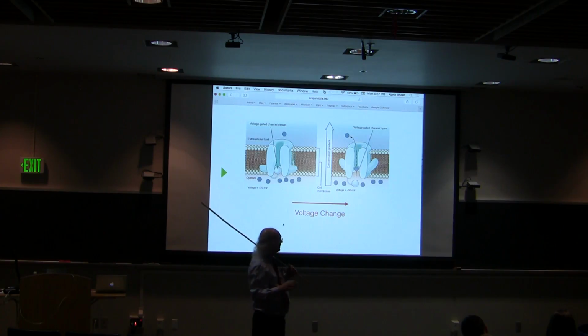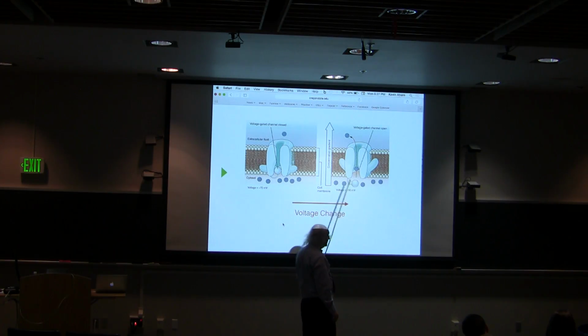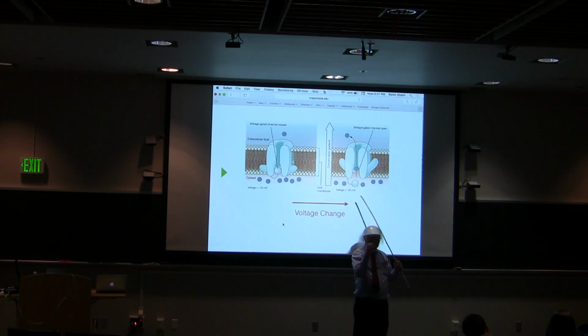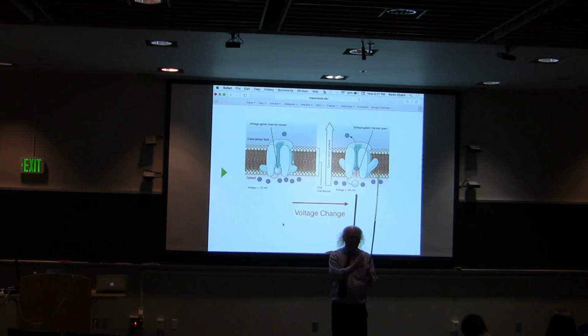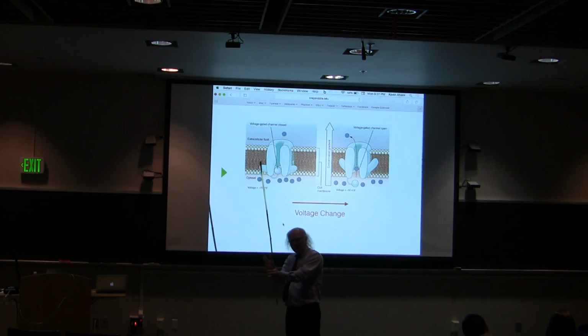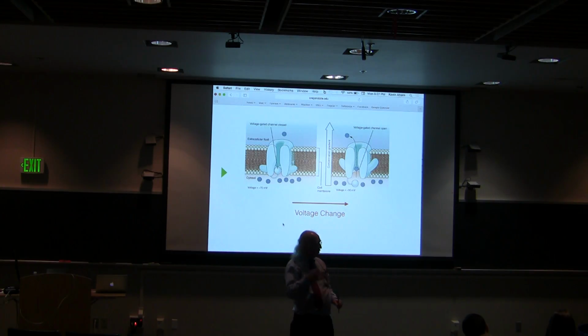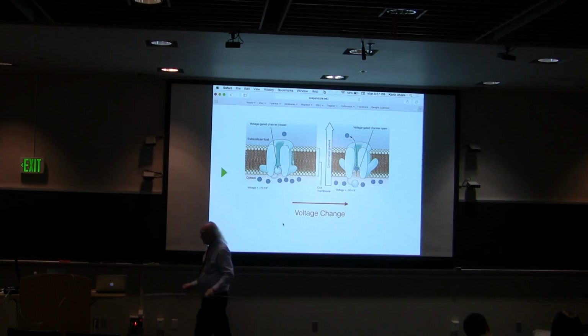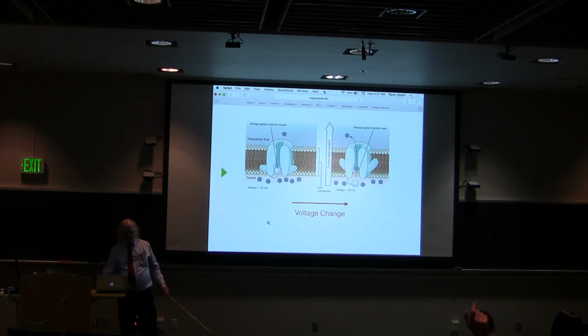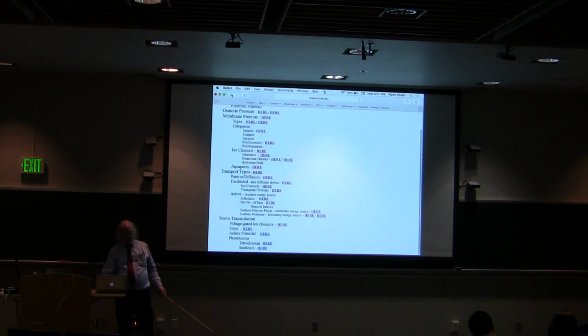It goes all the way down the length of the nerve cell until it gets to the very end, at which point neurotransmitters are released. The neurotransmitter release goes across the synapse to another nerve cell, which starts the same process over and over, and that travels all the way ultimately up to your brain. A remarkable process. Yes? I'm sorry?